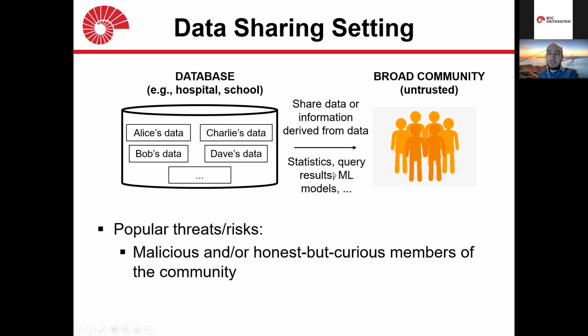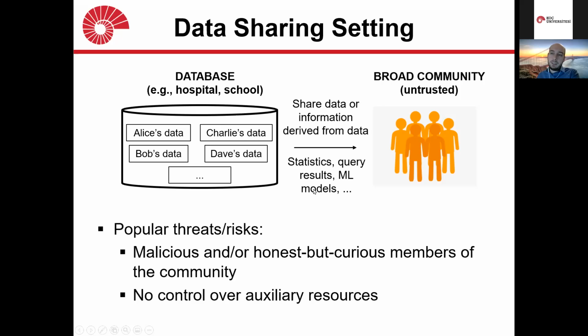And so threats or risks in this situation could be malicious or honest but curious members of the community. One additional challenge in this kind of situation is that you do not have any control over the auxiliary resources that are available to the broad community. So the AOL search log release and the Netflix situation were examples of this data sharing situation, actually.